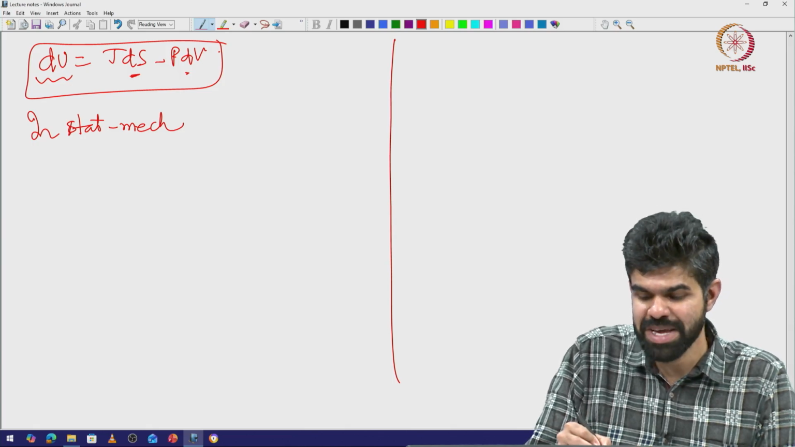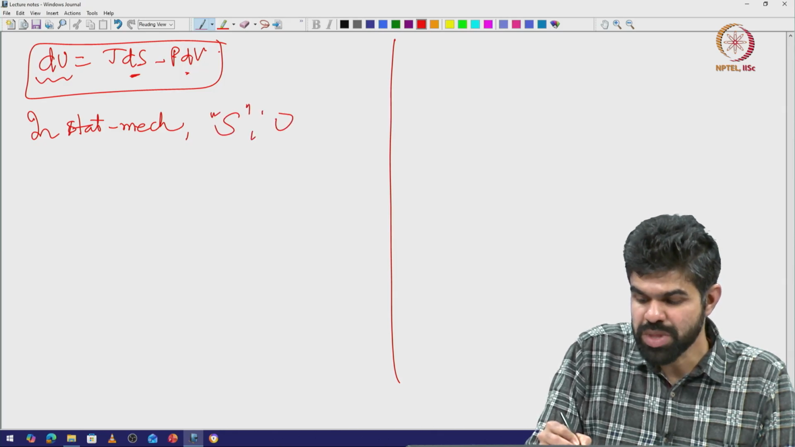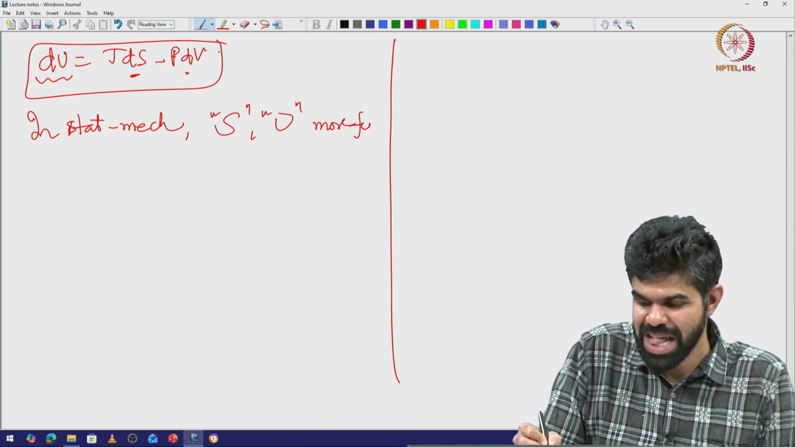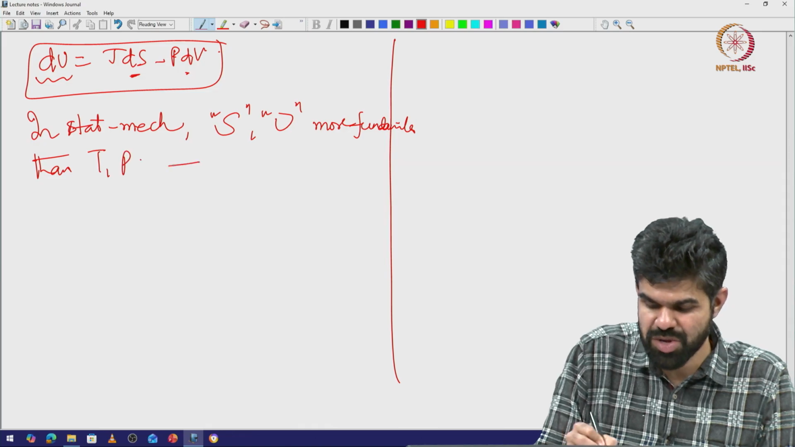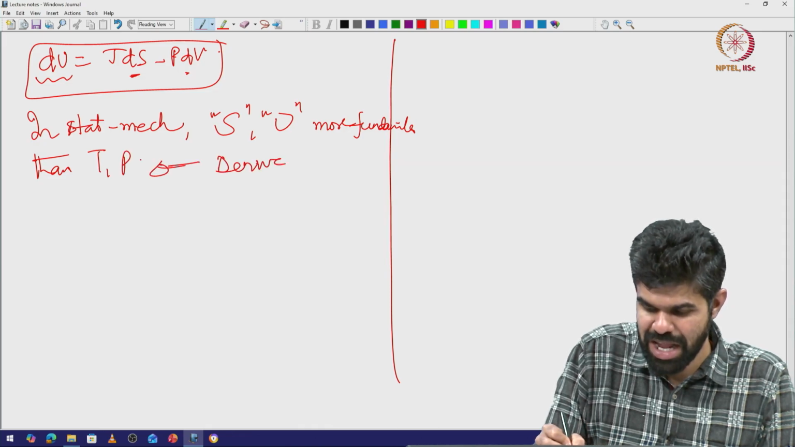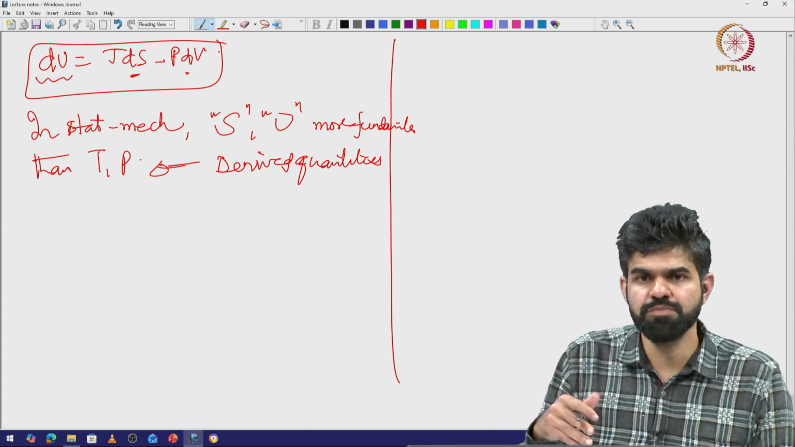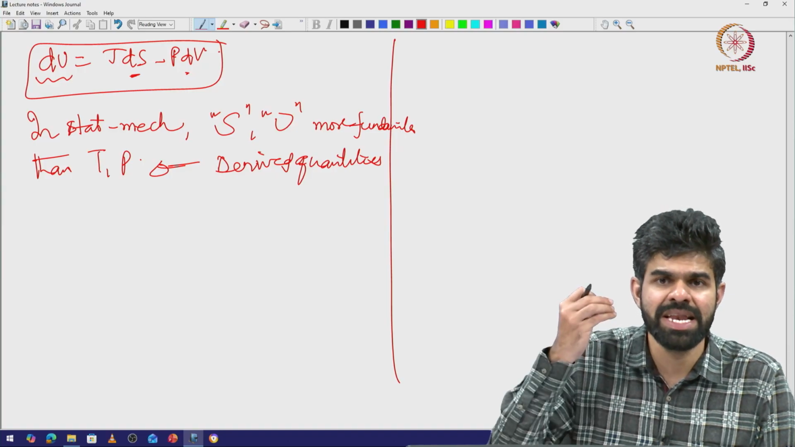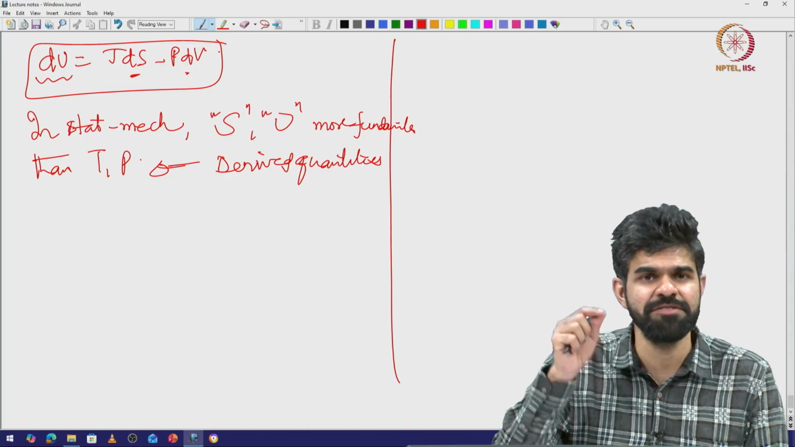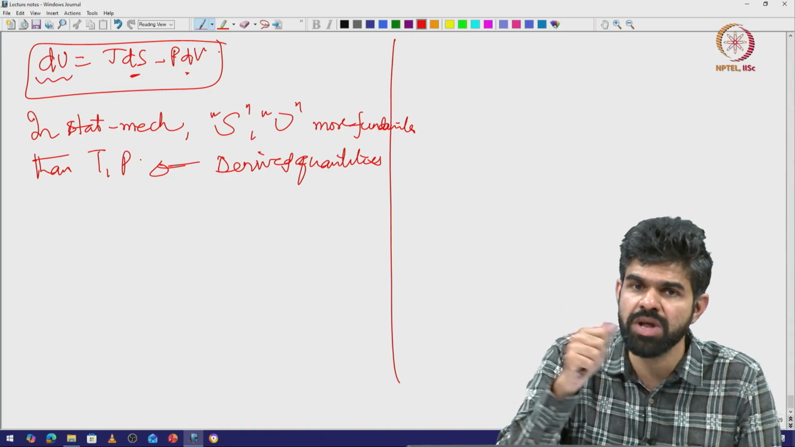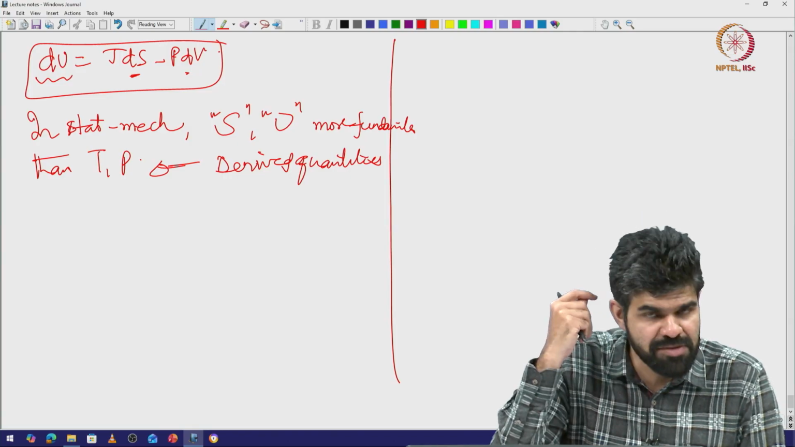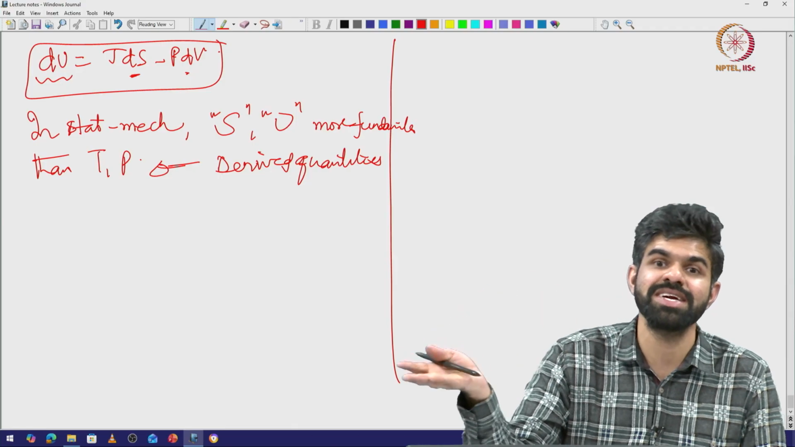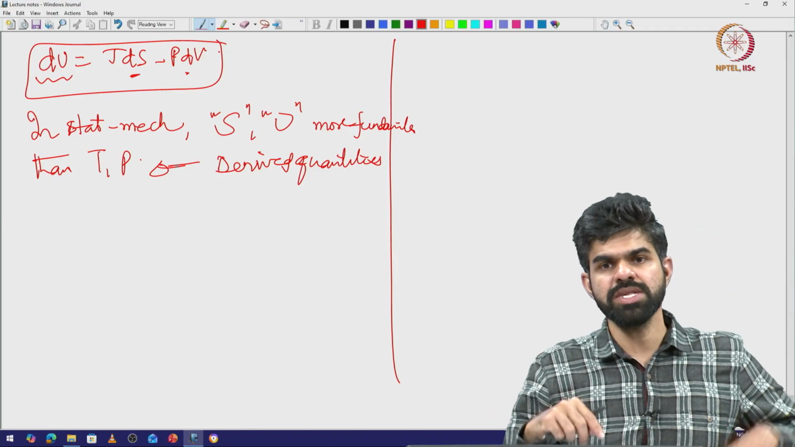the way StatMech is developed is that S and U are more fundamental than temperature and pressure. These are all derived quantities. So entropy and internal energy are something that I can calculate by looking at the number of states. I have a definition for entropy, I have a definition for internal energy. If I look at solids as spring mass systems, which have both potential energy and kinetic energy, I can calculate my internal energy. So these are all definable.